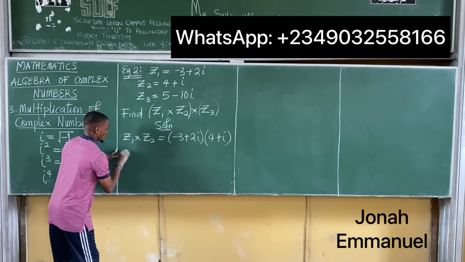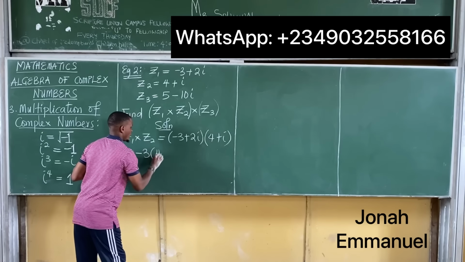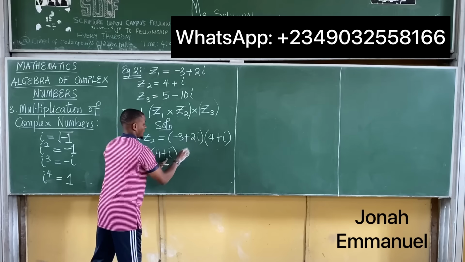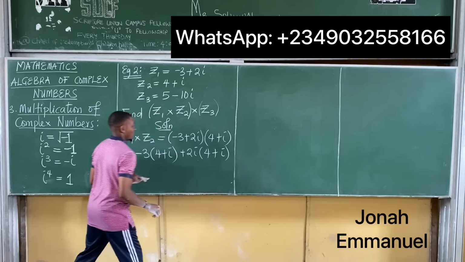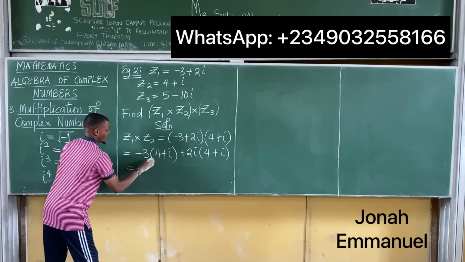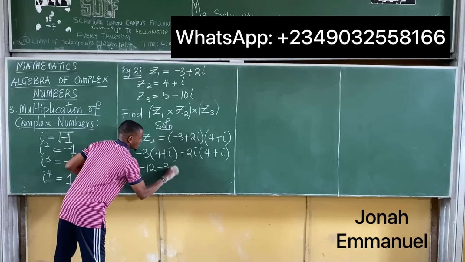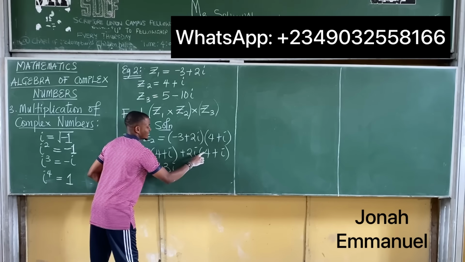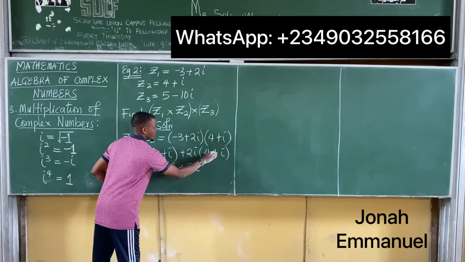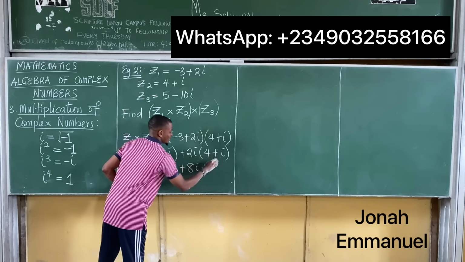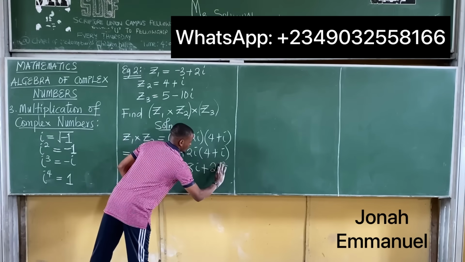So this will now be equal to the first term in the first bracket, minus 3, multiplying everything here, 4 plus i. Second term here, plus 2i, multiplies everything here, 4 plus i. So minus 3 times 4 is minus 12, minus 3 times i is minus 3i, plus 2i times 4 is plus 8i. Plus 2i times i is 2i squared. This is i squared, please.